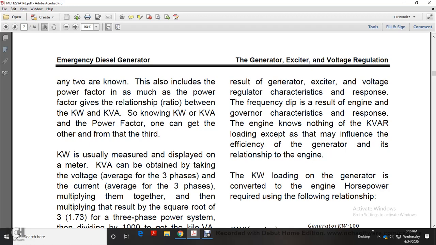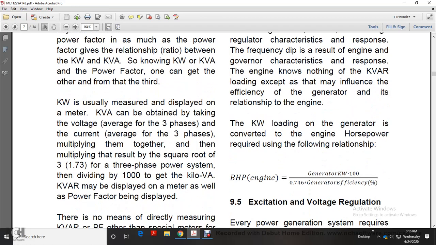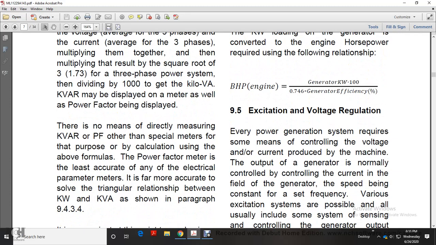The kilowatt loading of the generator is converted to the engine horsepower required with the following relationship: the engine BHP of the generator equals the kilowatts times 100 over 0.746 times the generator efficiency in percentage.